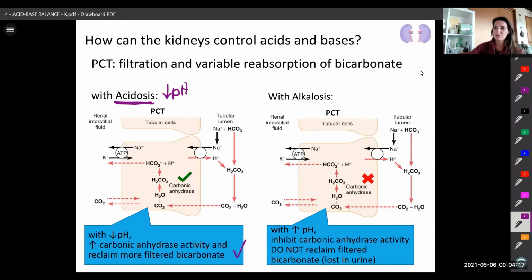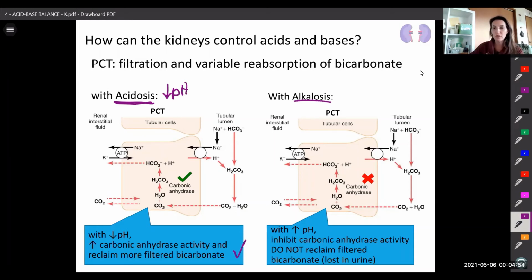Now, if an individual is having the opposite issue here, they have alkalosis, that actually inhibits carbonic anhydrase activity in these PCT cells, which is useful because we don't want to reclaim that bicarbonate in this process. We want to get rid of that bicarbonate, that excess base, and help bring down the levels of base for an individual that does have alkalosis as much as possible. So when we have that increase in pH, we inhibit the carbonic anhydrase activity. We don't reclaim that filtered bicarbonate.